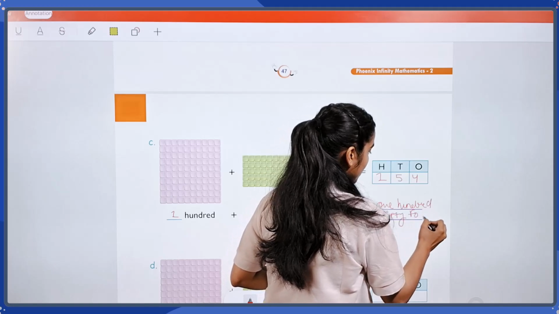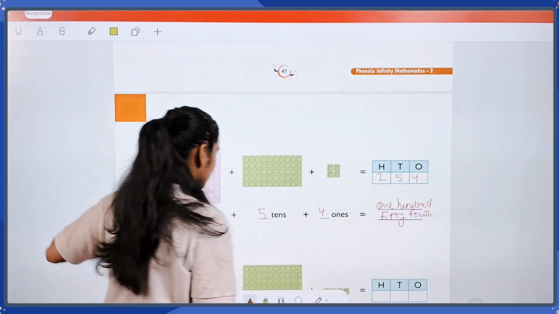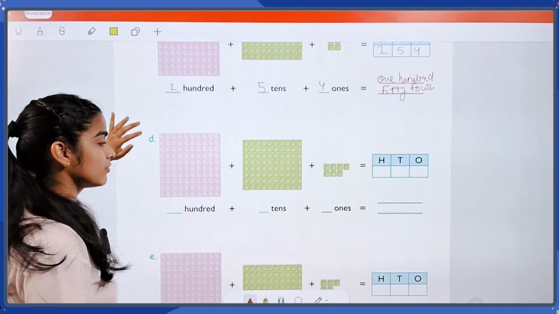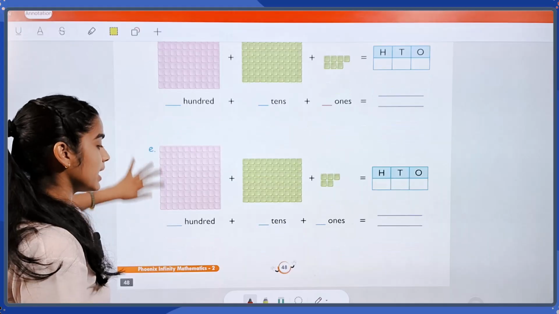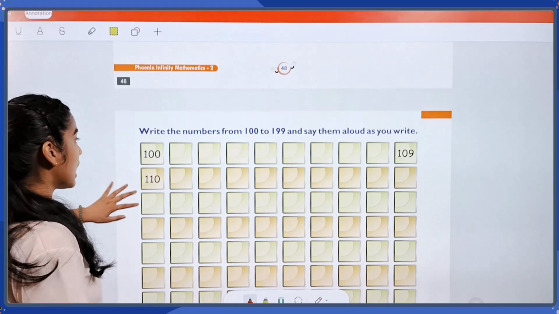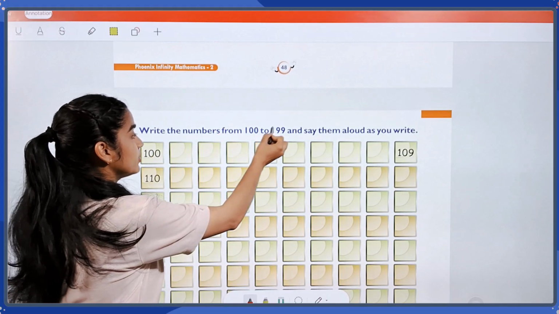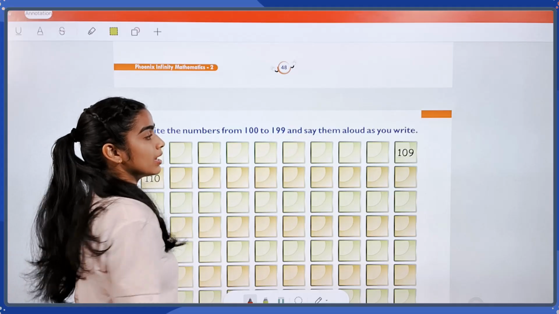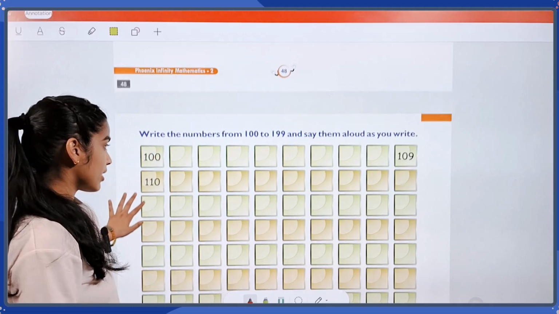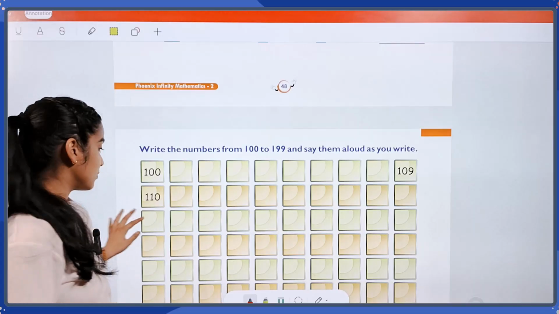154 is your answer. So students, you have to solve the rest of the questions in a similar way as I do. Now write the numbers from 100 to 199 and say them aloud as you write. So what you have to do? You have to repeat after me.